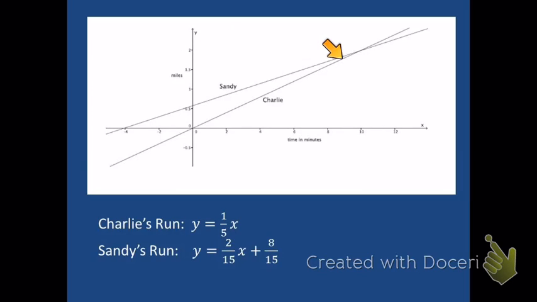Okay, so what we can do here, in the next lesson, we're going to graph these more accurately so that you can tell the exact point here. But we can't really, on this graph, tell the exact point, but we can see that it's at about 10 minutes, okay? So what I want to do right now is check x equals 10 minutes in both of these equations and see how far they've gone.